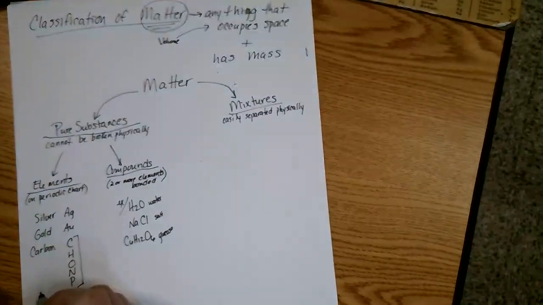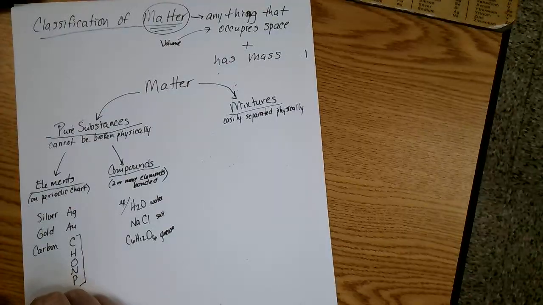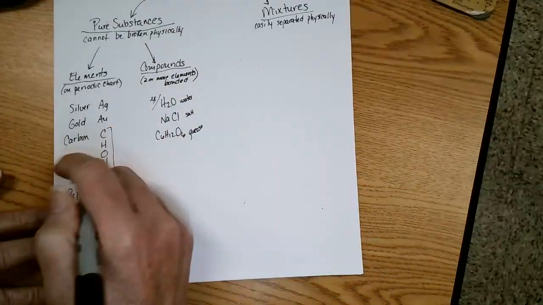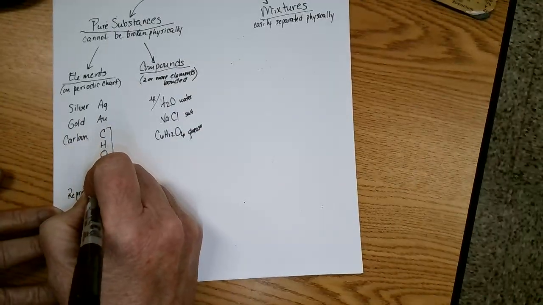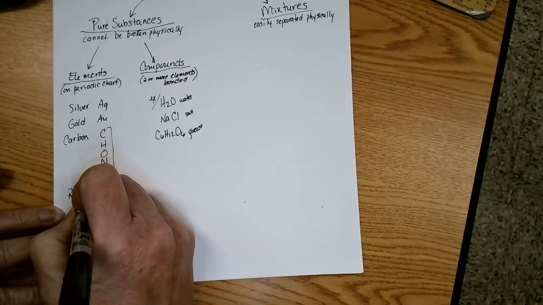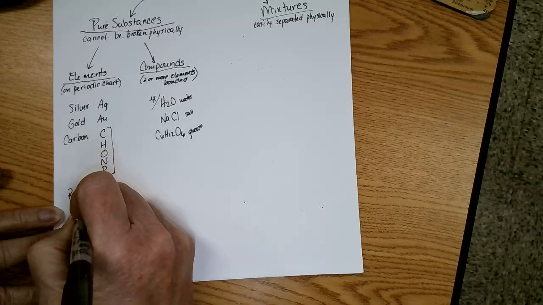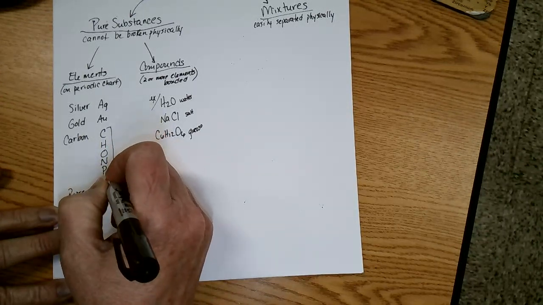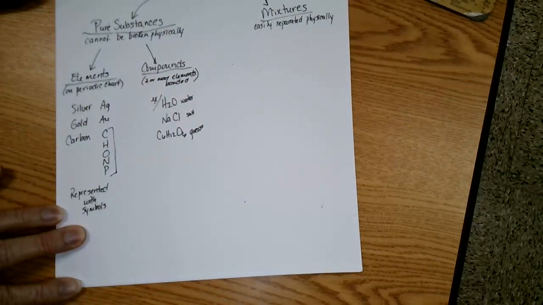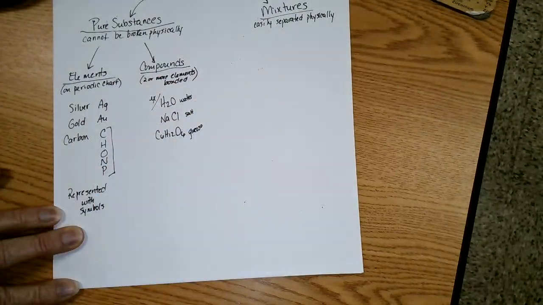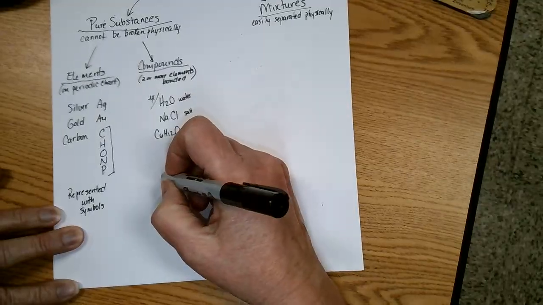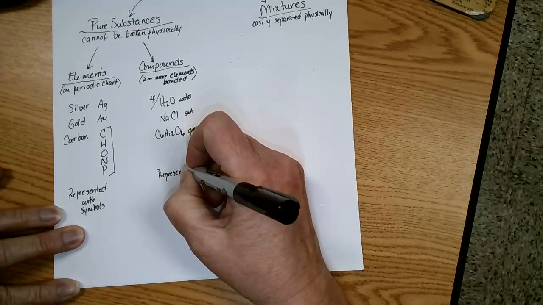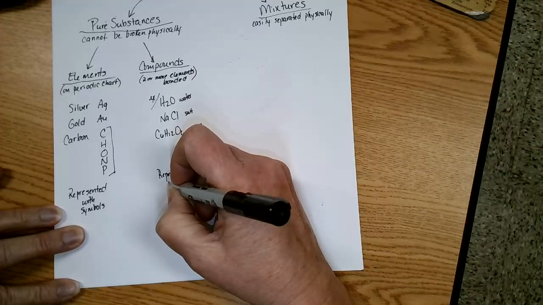And by the way, elements are represented with symbols. I'm sorry, this is kind of cut off at the bottom here. Like C, H, O, N, P, Ag, Au, they're all symbols. So is Na and Cl. But when we put them all together, compounds are represented by formulas.